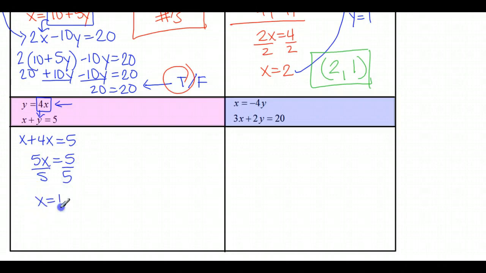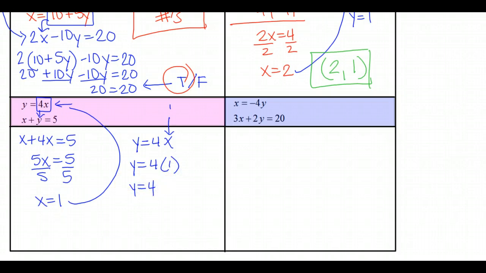x equals 1. Now we're going to take that value, plug it back into the equation we started with. We started with y equals 4x. Now we know x is 1. So y equals 4 times 1, which is 4. So the solution to this linear system is 1, 4.